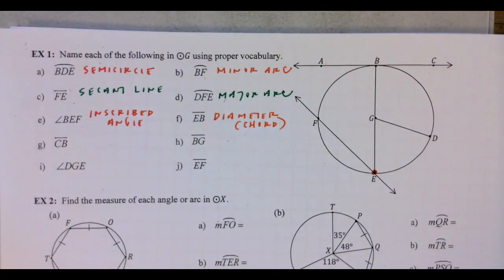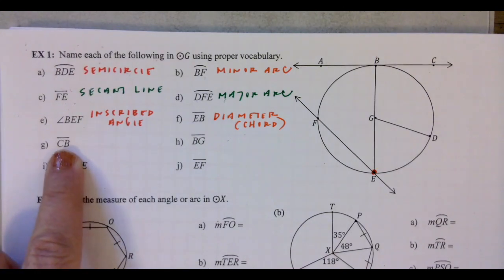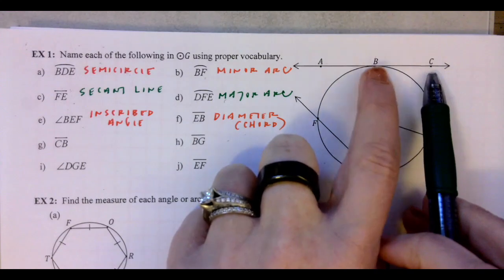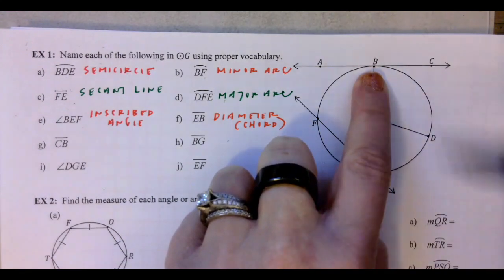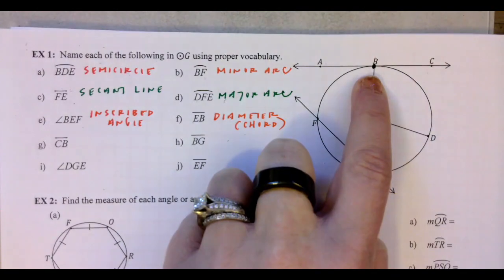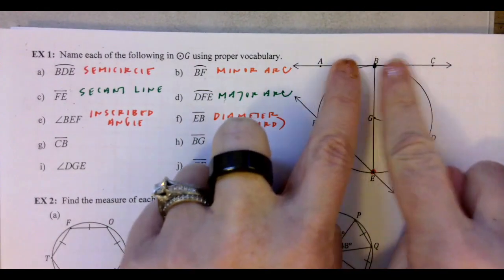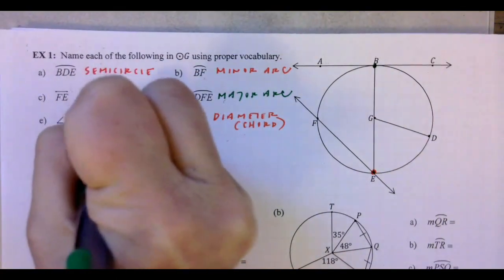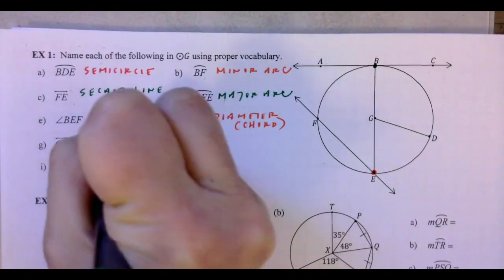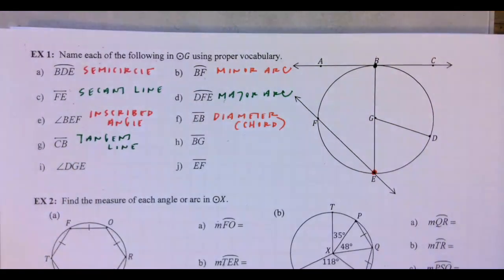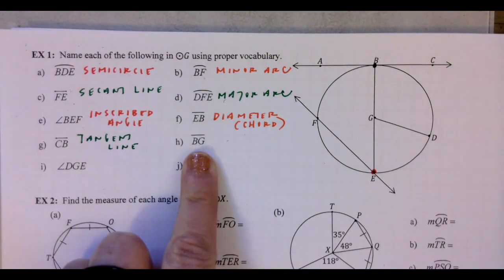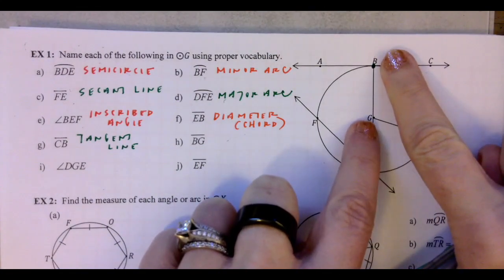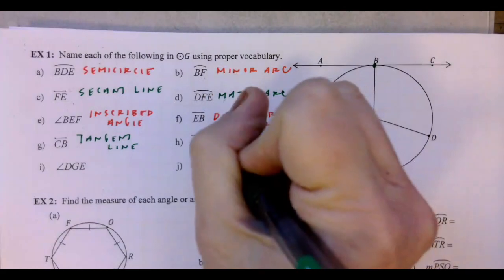Okay, another line. So CB, so 2 points that are on the line. So CB here and here. We see that we have 1 point of contact right there where B is. We would call that our point of tangency. So this line right here, that 1 point of contact, makes it a tangent line. Okay, another segment, BG. So here, B to G. G is the center of my circle. That makes it a radius.